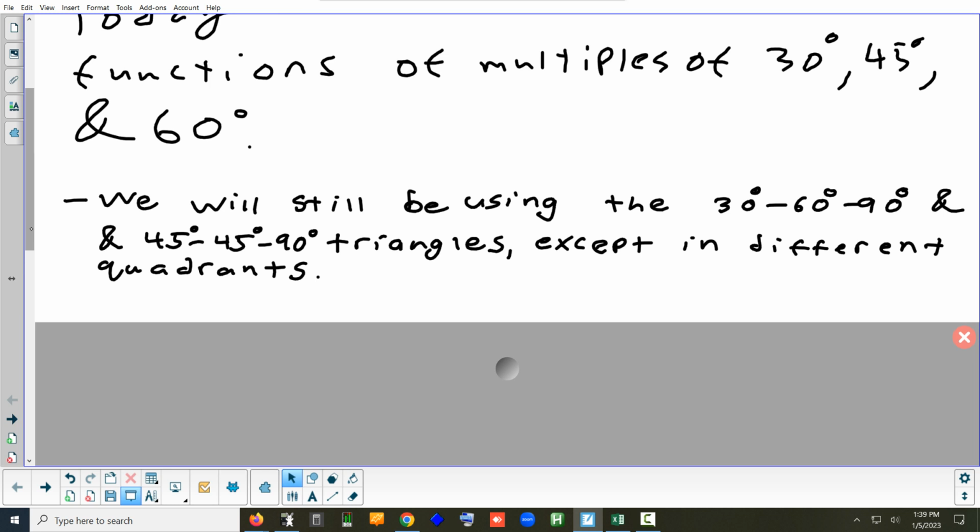How about the 30, 60, 90? What are the two side lengths in that triangle? 1/2 and square root of 3 over 2. And which one is bigger? The square root one is bigger, right? Square root of 3 over 2. If you divide that out in your calculator, you get about 0.86. 1/2 is 0.5. So square root of 3 over 2 is the bigger number, 1/2 is the smaller number. That's all you need to remember to do all of this. Just those three numbers.